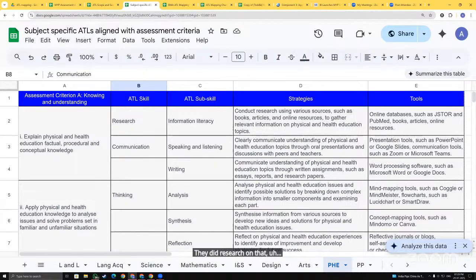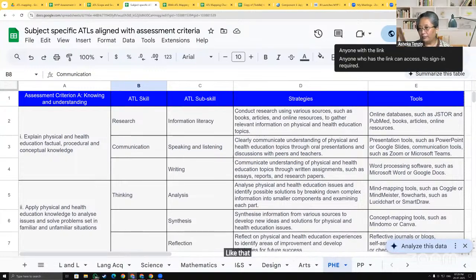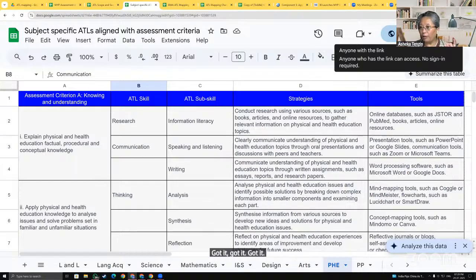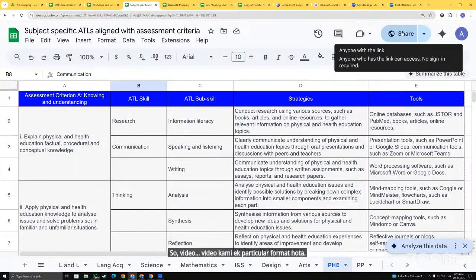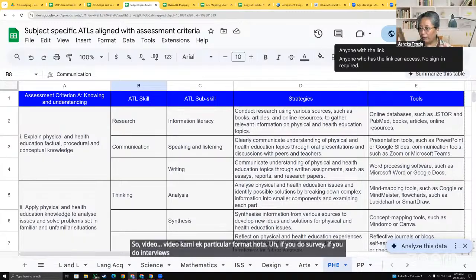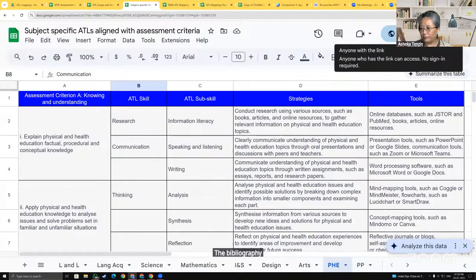They also kept the source. Which video did they research? Yeah. So then when they use that video, they should know how to cite the reference according to MLA 9, है ना? Video का भी एक particular format होता है. If you do a survey, if you do interviews, they also have a particular format for how you are going to cite the bibliography. So either you teach or the librarian teaches. Sure.